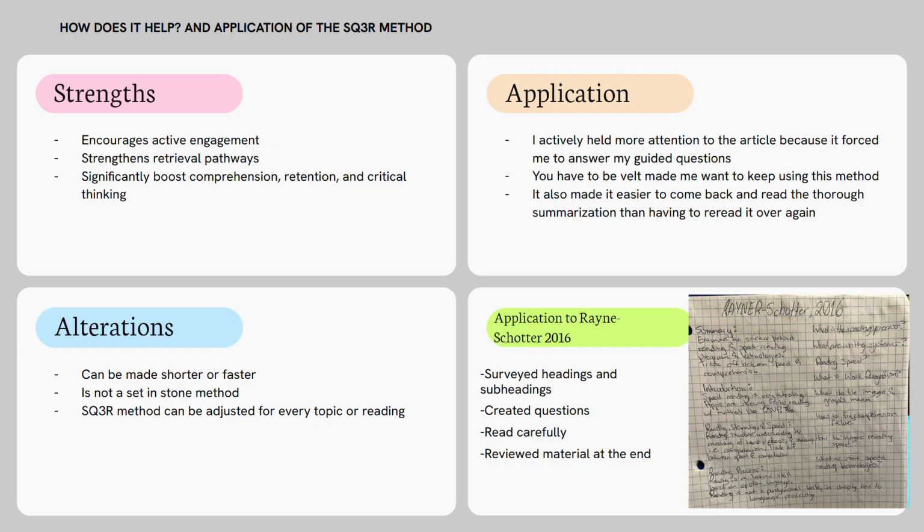My application was to the Rain Scholar 2016 article. Here I surveyed headings and subheadings, I created questions, I read carefully, and I made summaries of every part of the text, including the introduction and some other topics like the reading process.